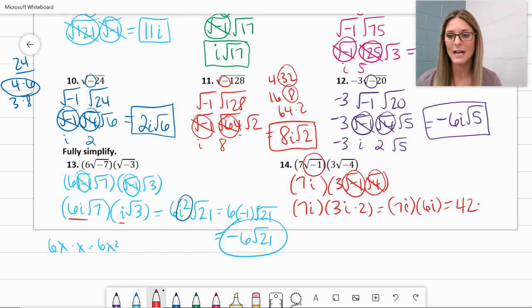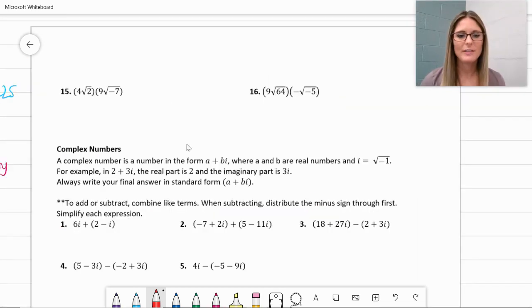And i times i is i squared. Whenever you see i squared, I need your eyes to go whoop. i squared is equal to -1. So this becomes, I'm going to show all my steps for you, -1 giving us -42. 2 more on the second page.